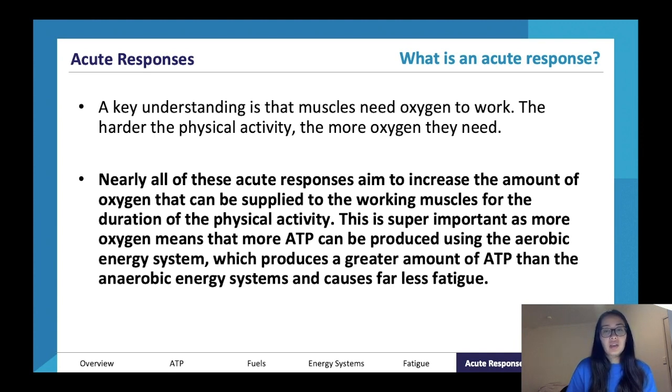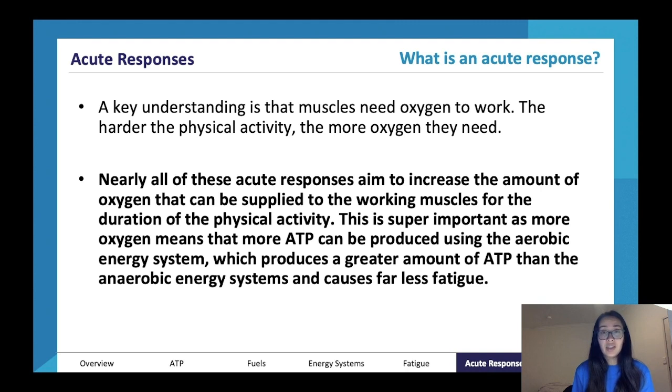So nearly all of these acute responses aim to increase the amount of oxygen that can be supplied to the working muscles for the duration of the physical activity. This is super important as more oxygen means that more ATP can be produced using the aerobic energy system, which produces a greater amount of ATP than the anaerobic energy systems and causes far less fatigue. Okay?